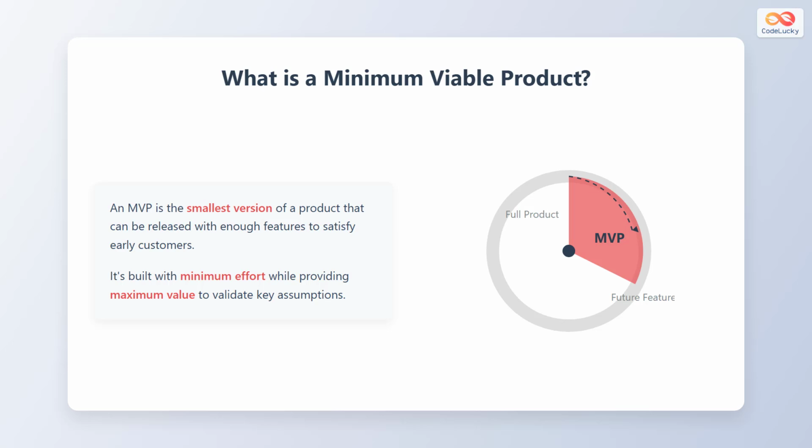So, what exactly is a minimum viable product? An MVP is the smallest version of a product that you can release with just enough features to attract and satisfy early customers. It's built with the minimum effort required to validate your most important assumptions about your business idea. Think of it as a stepping stone towards a full product, allowing you to gather valuable feedback and make informed decisions along the way. The key is to provide maximum value with minimum effort.